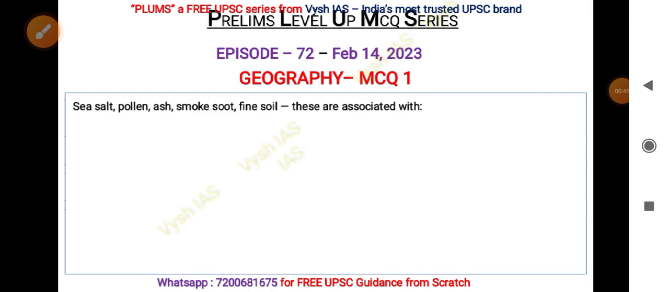Sea salt, pollen, ash, smoke soot, fine soil. These things mentioned here are associated with what? Your options are gases, water vapor, dust particles, meteors. Very important question straight from the NCERT, so those who have read the NCERT will definitely be able to answer this. Now let us look at the answer.